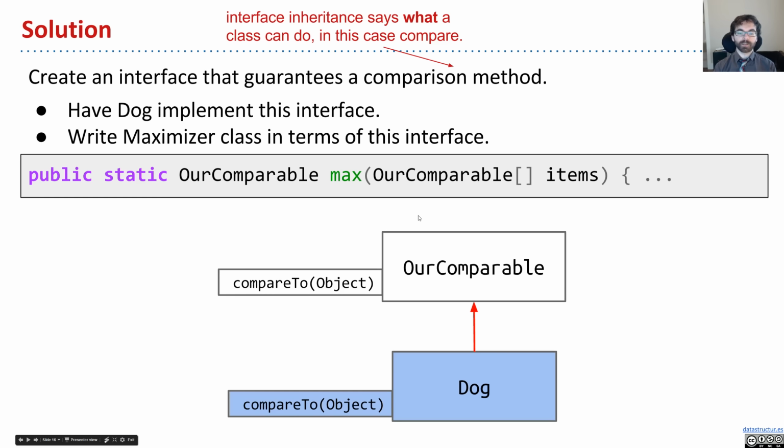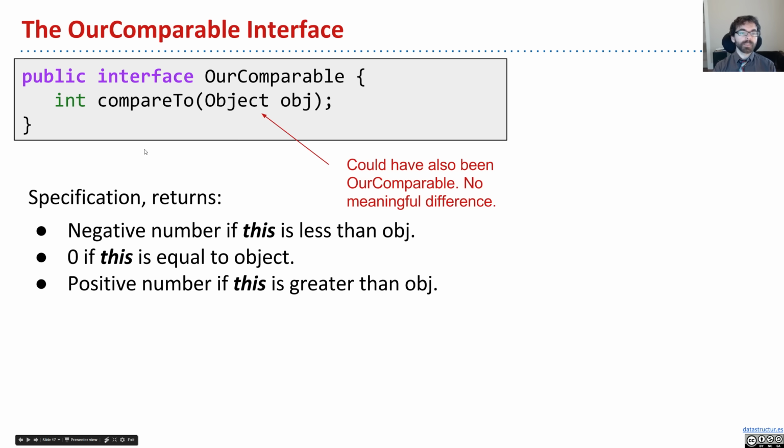So let's reflect a little. We created an interface called OurComparable. We made it so that dog actually implements OurComparable, and then we changed our max function to take advantage. So this interface here, our specification, right? We always, when we think about what the actual interface was, the thing that we're inheriting was that it returns a negative number if this was less than the other object, a positive number if this is greater than the other object, and 0 if they're equal.